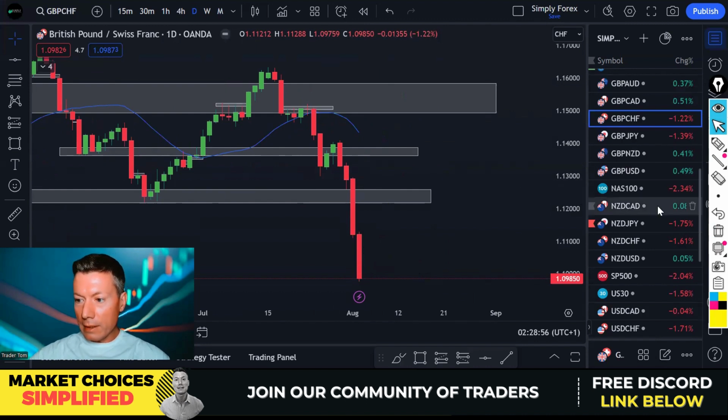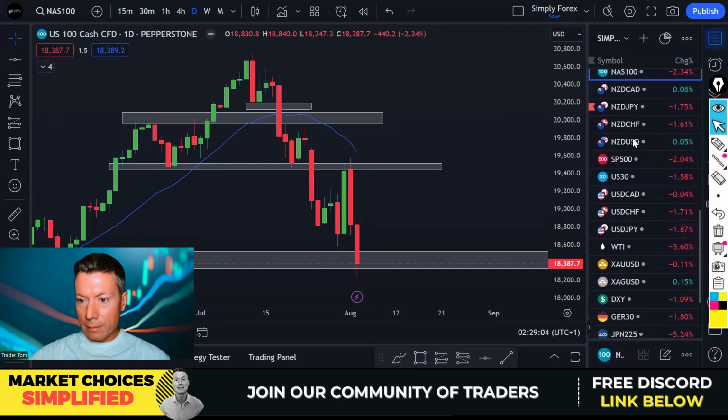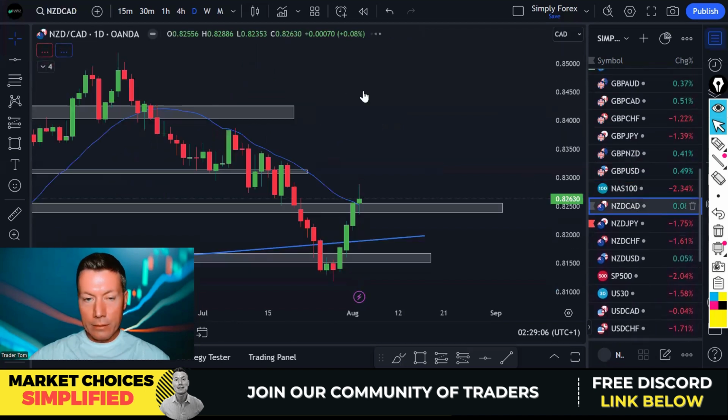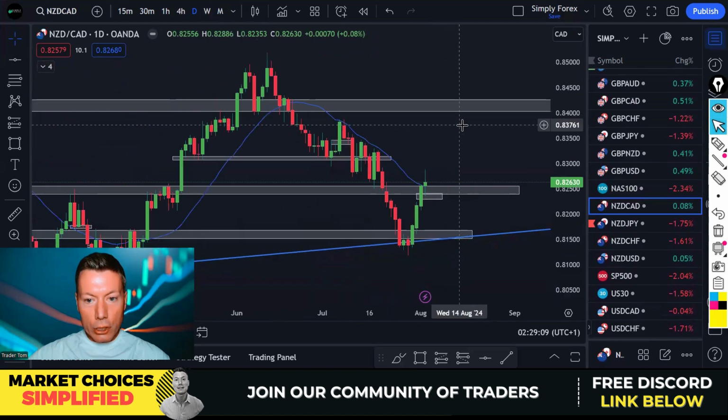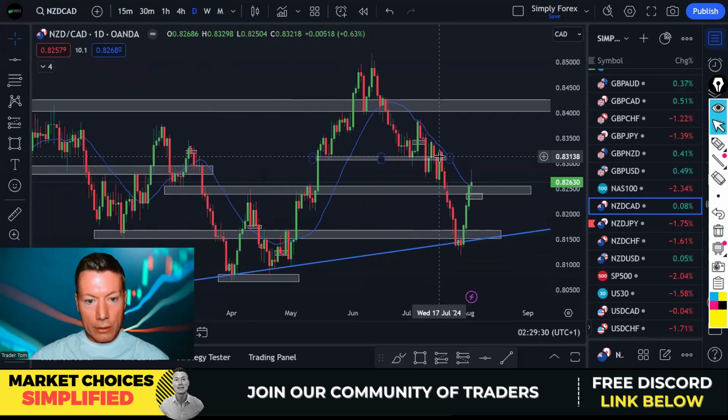Let's look at some other pairs, right? Let's look at, I don't know, let's look at New Zealand dollar, Canadian dollar. Sorry, down here, where are we? New Zealand dollar, Canadian dollar. If we start with the day chart, right? This looks like a really nice level. Okay, so New Zealand dollar, Canadian dollar, we're in this downtrend. Okay, and price has retraced to the moving average 20 and this area of resistance. Okay, so we're thinking nice trade, yeah, and you can see that area of resistance through here.